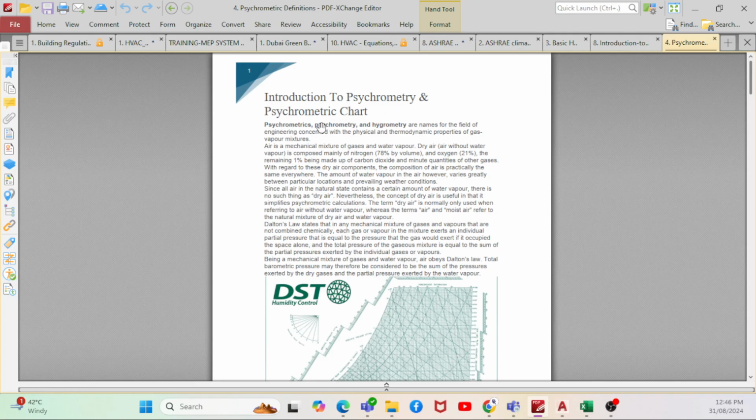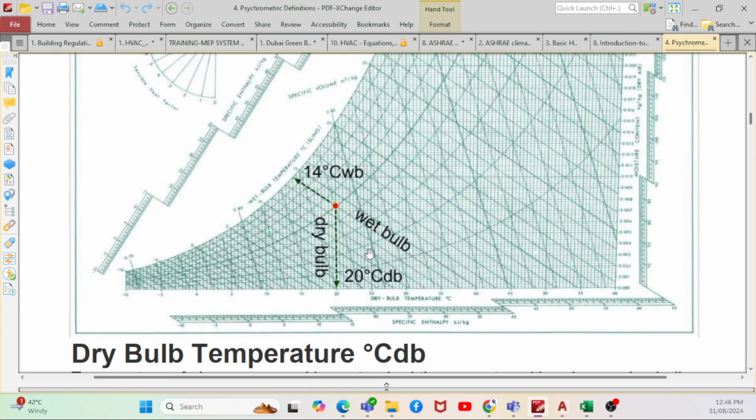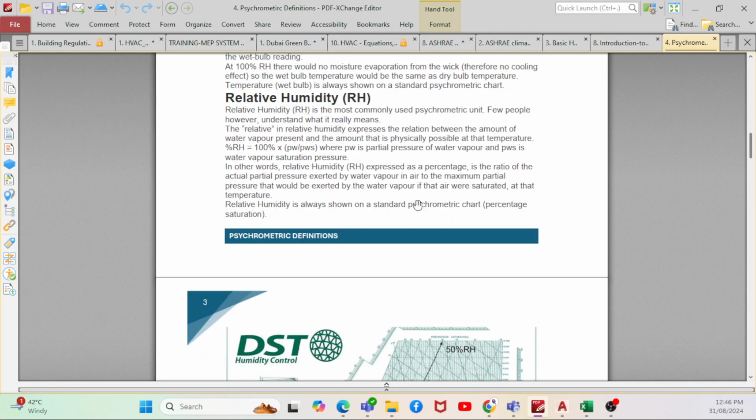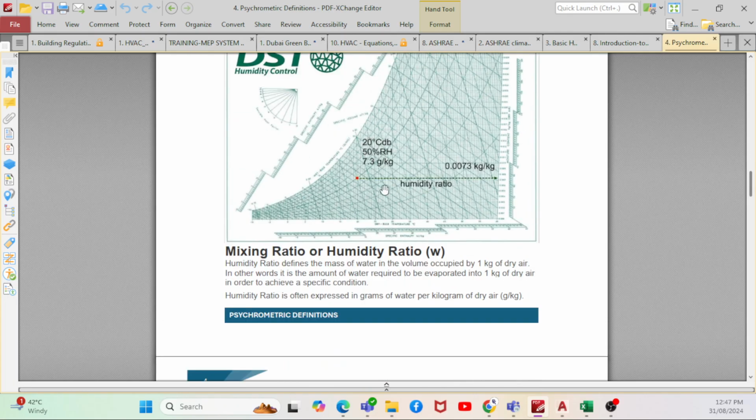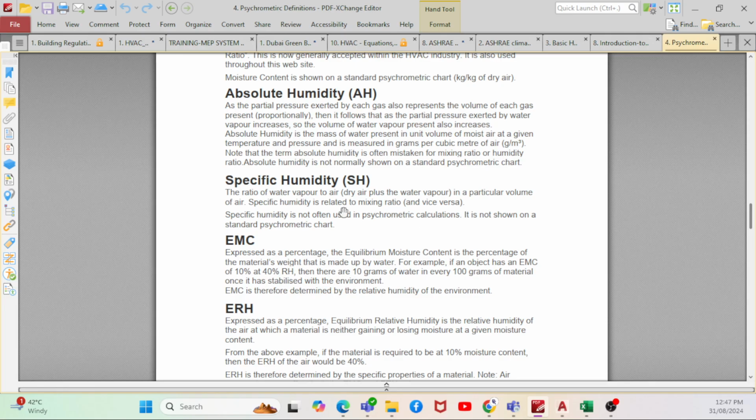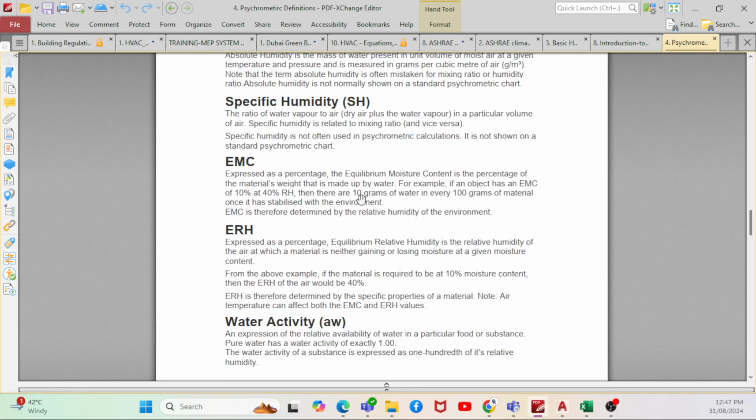If you go to psychometric, you can see how to measure dry bulb temperature and how to measure wet bulb temperature. You can see the guideline and understand. You can see what the relative humidity is, and what the humidity ratio is and how to calculate it, that is, how much moisture per kg of dry air. And what is absolute humidity, what is specific humidity.